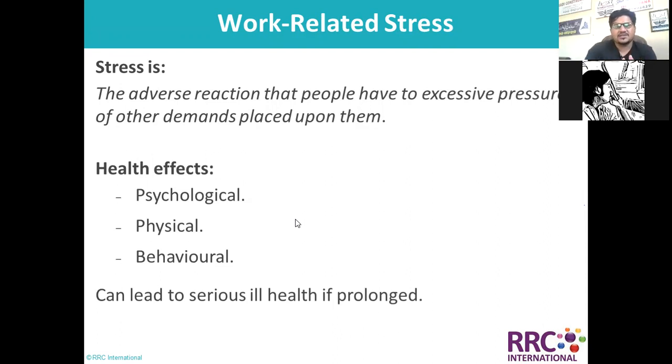But the key point is whether we are taking this stress as a positive stress or normal stress, or we are taking it as a negative stress or abnormal stress. Choice is ours. If our employees are competent enough, or they are the right person for the right job, or they are happier employees because financially they are sound, family is okay, they are the happiest ones, then it's okay. Then more pressure sometimes wouldn't be a problem. But anyhow, there are some health effects, psychological, physical, and behavioral, which can lead to serious ill health, especially if prolonged.